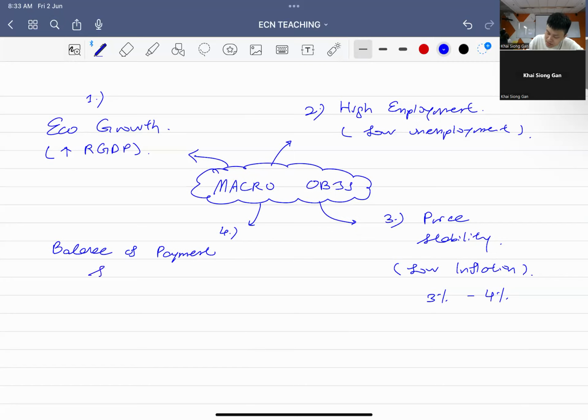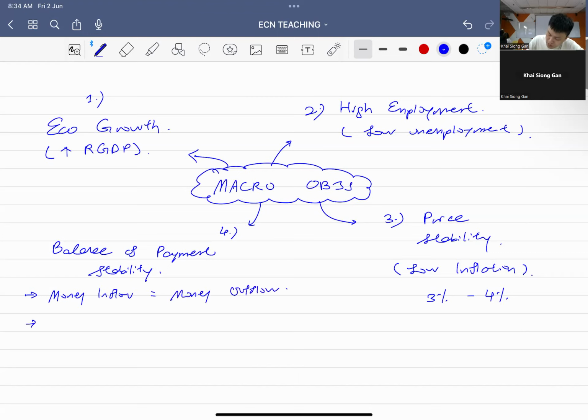So balance of payment stability means that I look into the exports and imports. Okay, so you see, we talk about balance of payment stability here. For example, I wouldn't want my country to have too much money inflow or too much money outflow. I want it to be balanced. For example, you want the money inflow to be very similar to the money outflow.